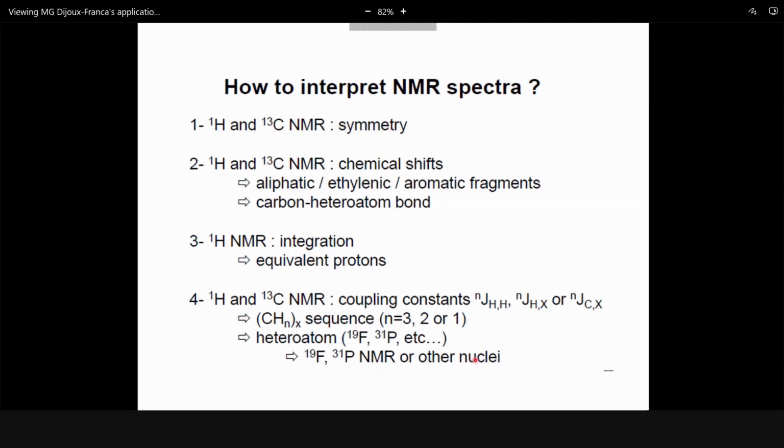And also, we didn't talk about that, but we can see interaction with other elements, like fluorine, phosphorus, nitrogen, of course, and the value of the coupling constant will be different from that we have for proton-proton or proton and carbon-13. So these are all the elements or information we have to learn to work with in order to determine the structure of molecules.